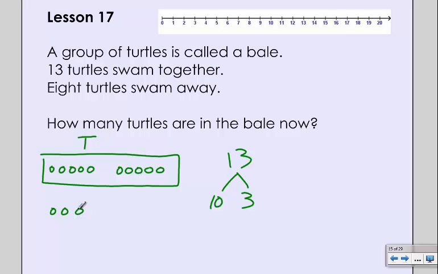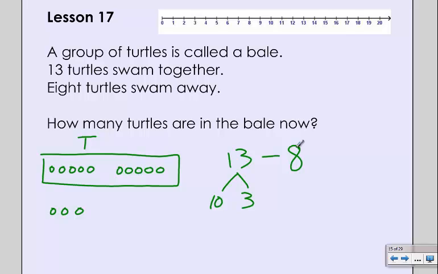And so I'm trying to picture what happens in my head. And 8 turtles swam away. That means there's going to be less turtles, which tells me it's a subtraction equation. And I want to take 8 away. And so I've got to figure out, what's 13 minus 8? What's the difference between those?